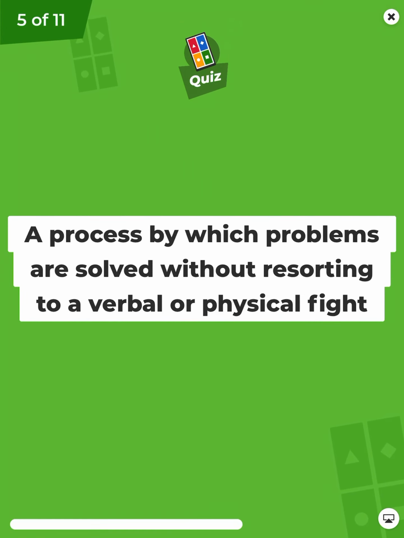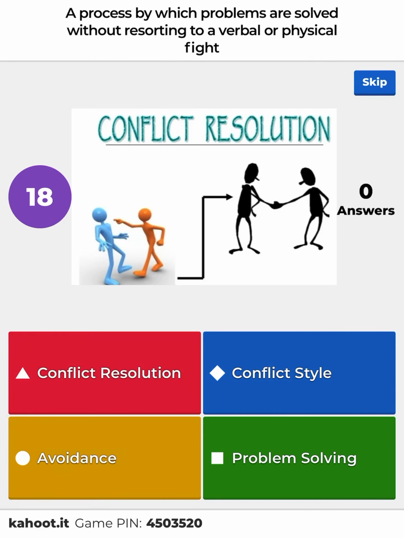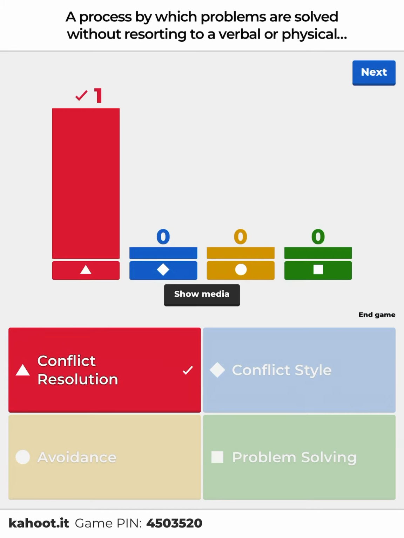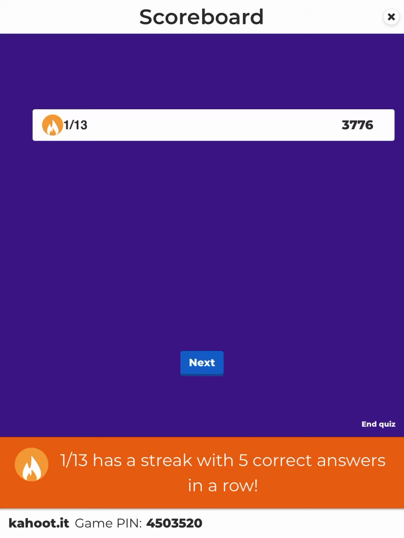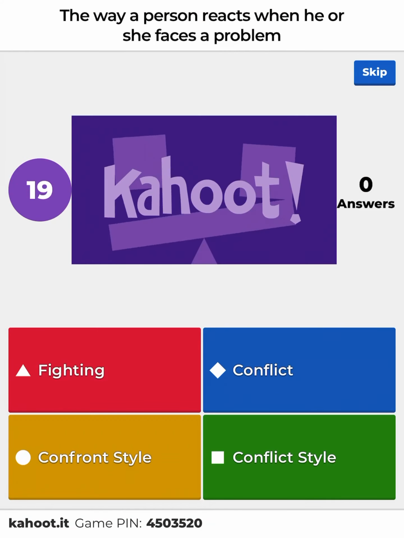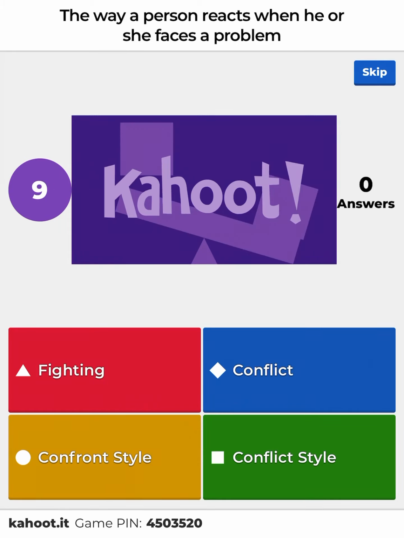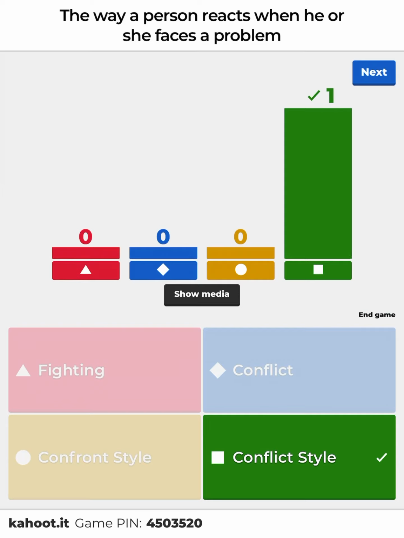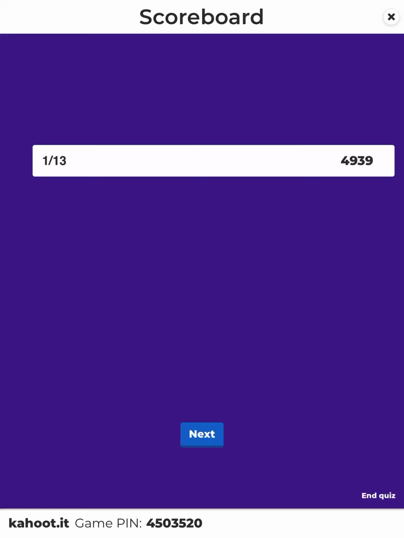A process by which problems are solved without resorting to a physical or verbal fight. That definition is, and I kind of gave you the answer within the picture, yes, conflict resolution is the answer. The way a person reacts when he or she faces a problem is, correct, conflict style. Conflict style has three categories underneath it, which were problem solving, avoidance, and confrontation.